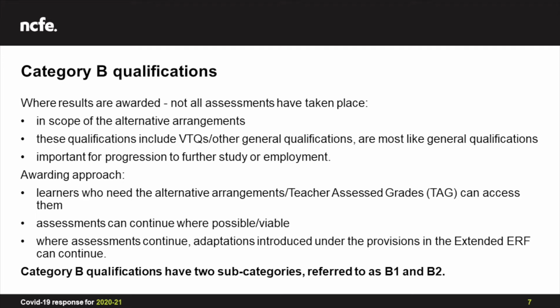In terms of our awarding approach to this category of qualifications, learners who need the alternative arrangements or TAGs can access them, but assessments can continue where possible or viable. Where assessments continue, adaptations introduced under the provisions in the extended ERF can continue. Category B qualifications have two subcategories, referred to as B1 and B2. So let's now look at what they are.